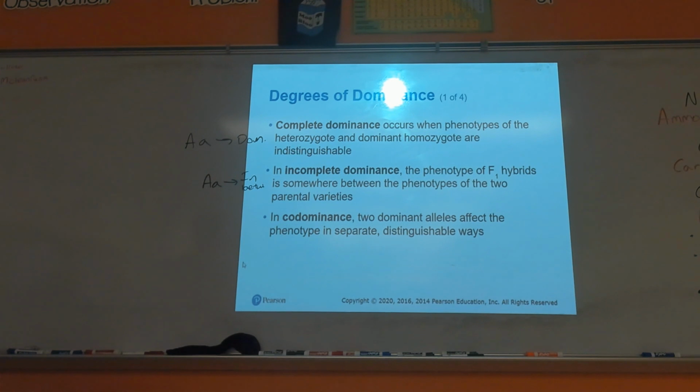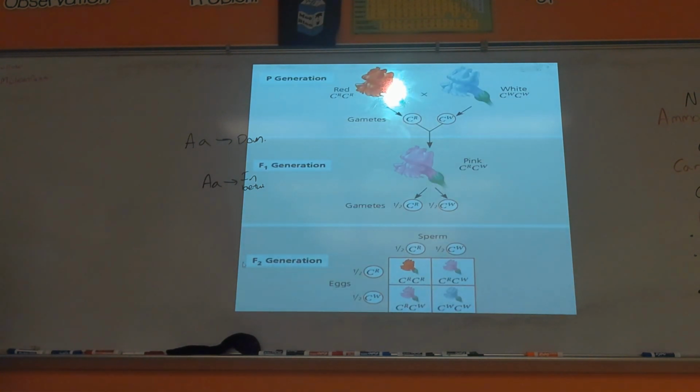Yeah, Trinity? So for incomplete dominance, if it was a purple or white flower, would that then be the flower being pink? Exactly, yeah. Oh yeah, and then codominance would be like, with purple and white, the flower would be a spotted purple and white? Yeah, good. Okay. Yeah, yep.